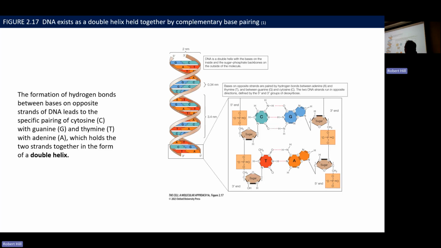Because if you look, it's not a completely symmetrical molecule. There are these large grooves, which are called major grooves, and there are smaller grooves, minor grooves, and how molecules interact with that DNA is dictated a lot by that. Okay.